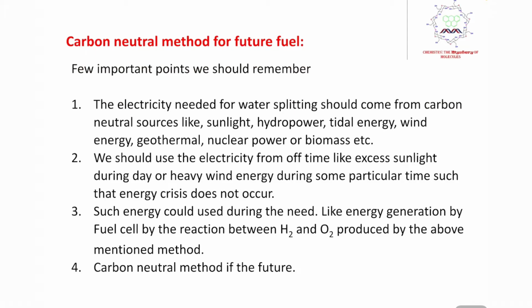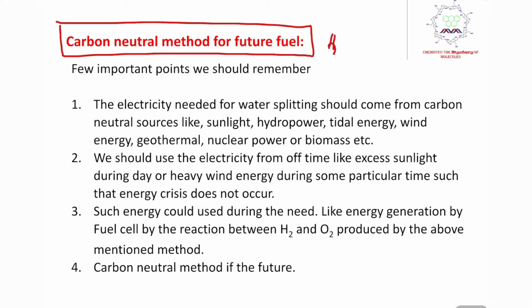Now, we have understood the green way of producing hydrogen, but there is some problem. The first problem is the overpotential for electrolysis in hydrogen production. Another few points we should remember while we want to prepare this carbon neutral method for future fuel like hydrogen generation: what you will say instantly is, sir, we will do electrolysis. If we need some more energy, okay, well, fine, give. But we can produce hydrogen in this way. Global warming will not happen.